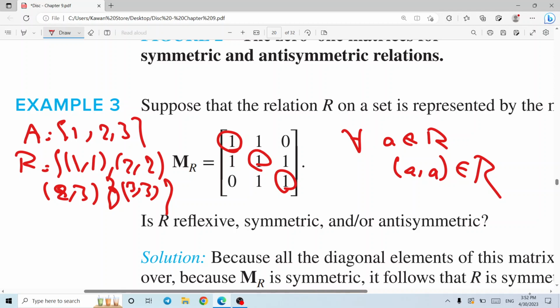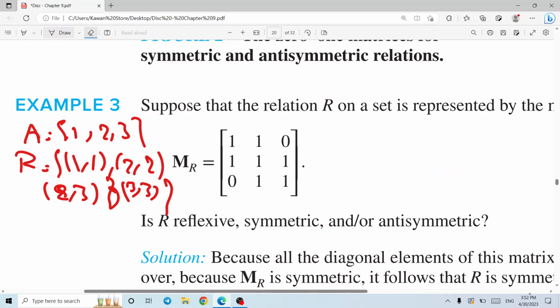Clear, dears? Now how do I represent that on the matrix? Here should be 1. Here should be 1. Here should be 1. What do you mean by that? Look. If I have 1, 2, 3, tell me what that one means. 1 and 1, they are in the relation. Am I right? Tell me what that one is. 1 and 2.